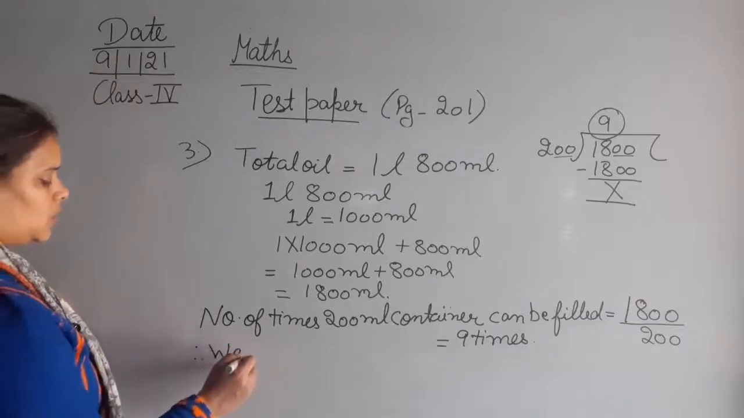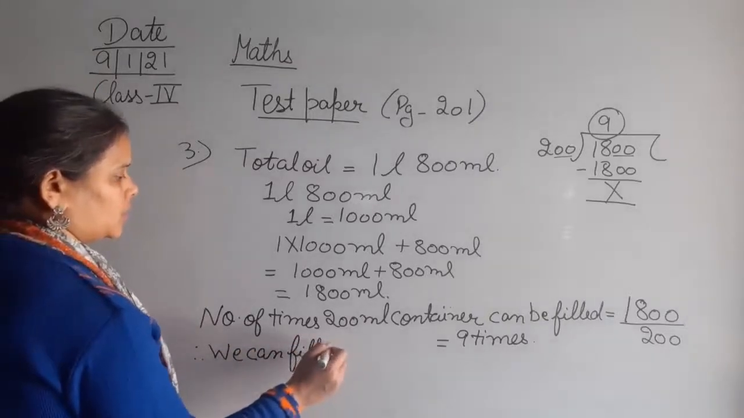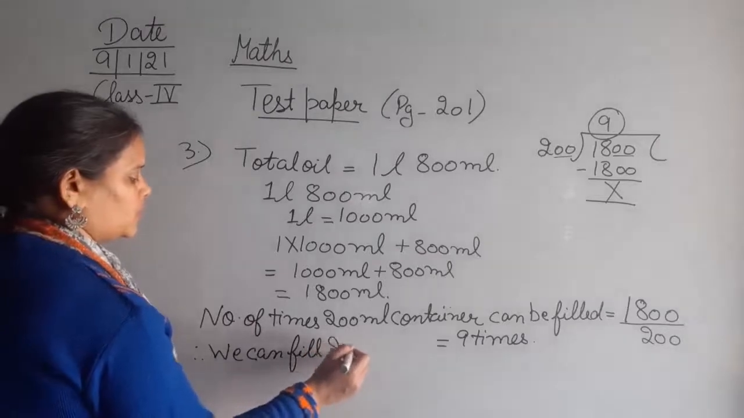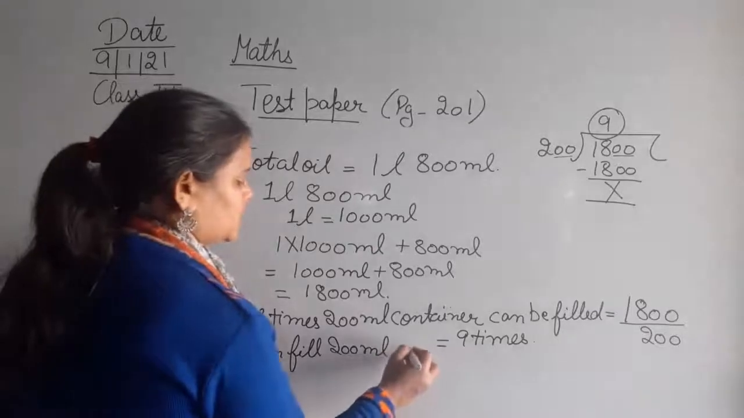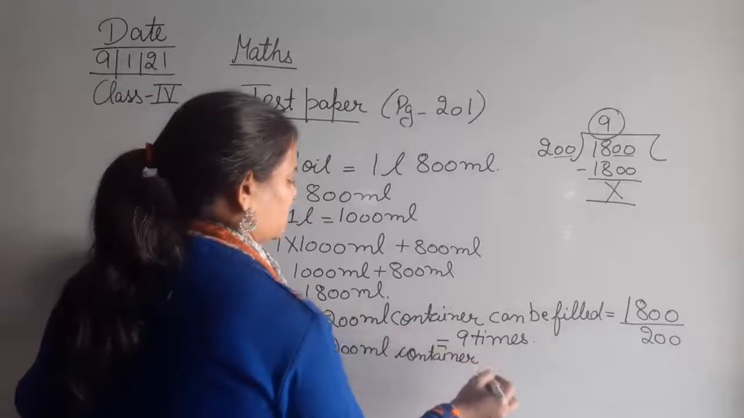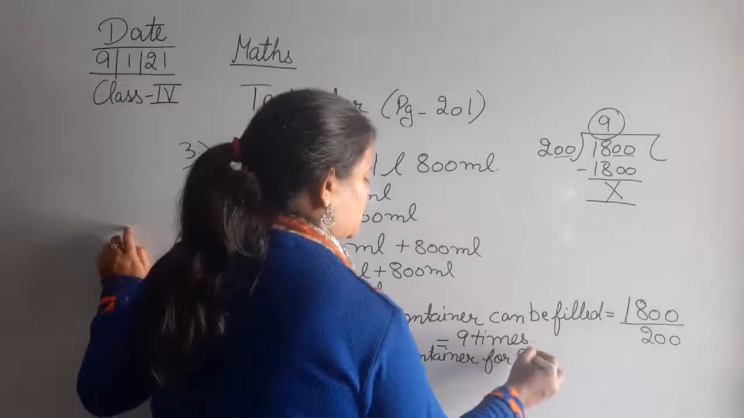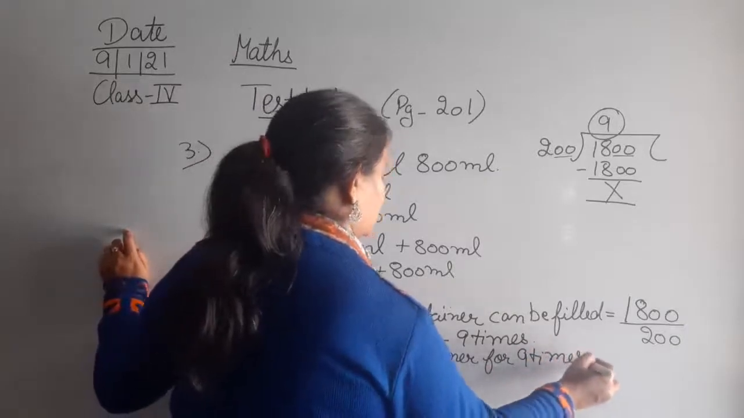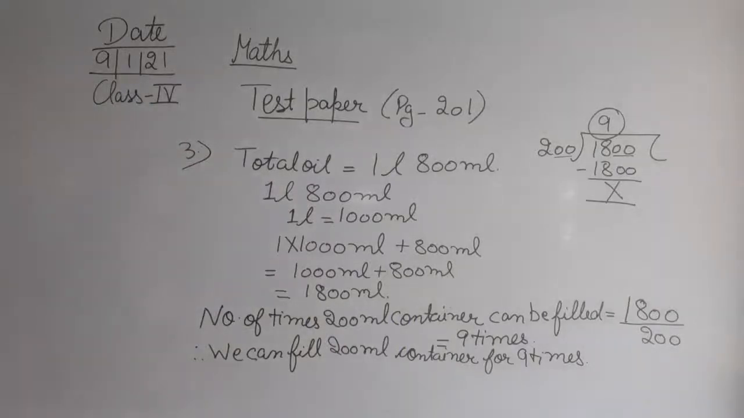Therefore, we can fill a 200 ml container 9 times. Okay, so therefore we can fill a 200 ml container for 9 times. Okay, so this is the solution of question number 3.